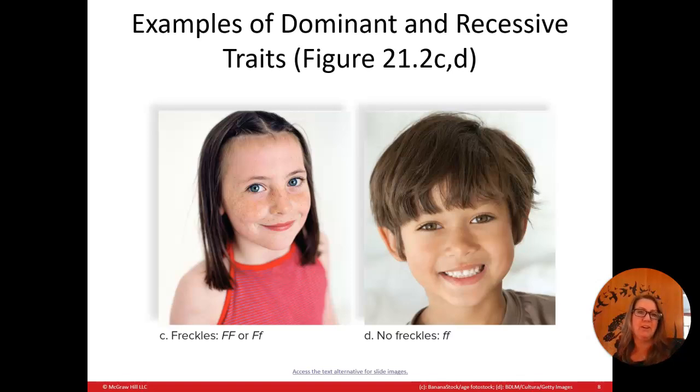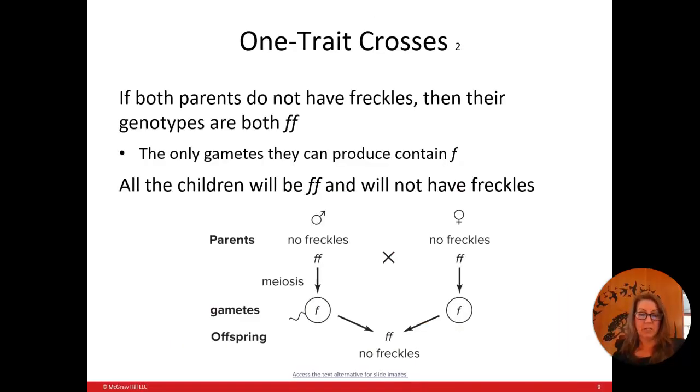You'd have to maybe look at our parents. And so now you would start to take a look at a pedigree or a family tree, if you will. On the right-hand side, this young boy is little f, little f. He has no freckles. So he is homozygous recessive. Okay, so now if we take a look at how this results.